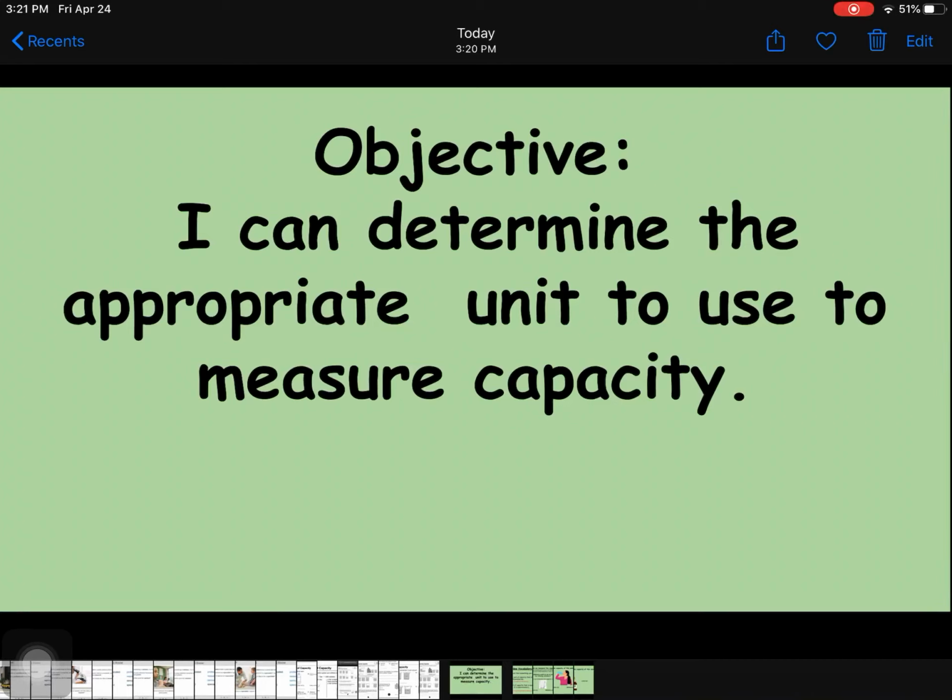Hi, boys and girls. This week in math, we're going to switch gears a little bit and start learning about something new. There's a lot of new vocabulary that you're going to learn this week.